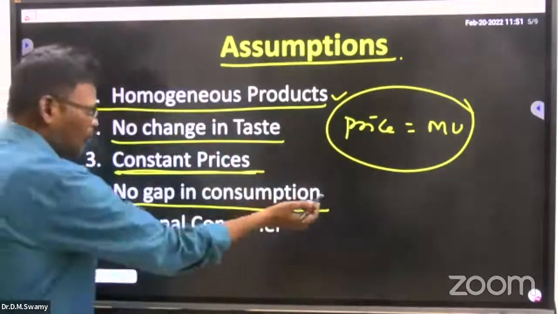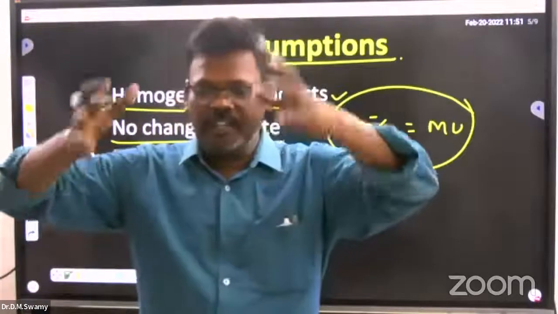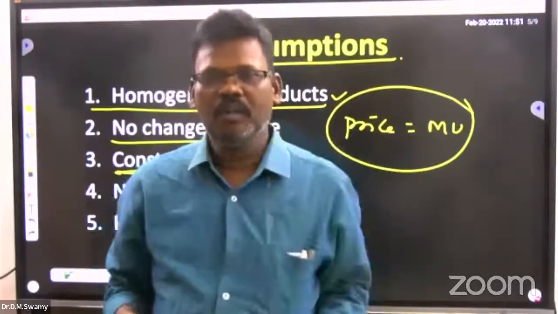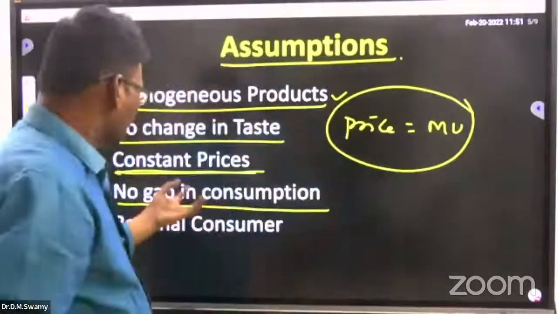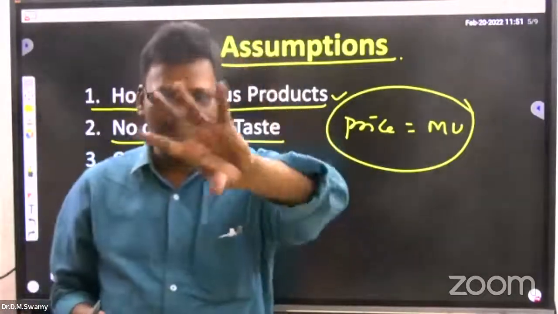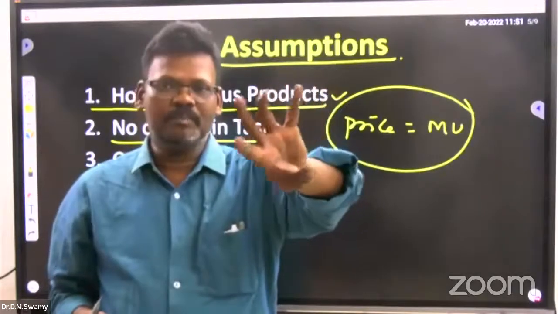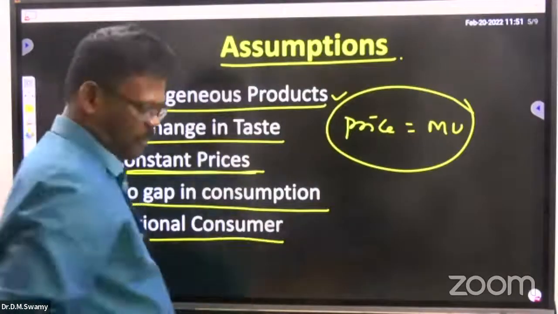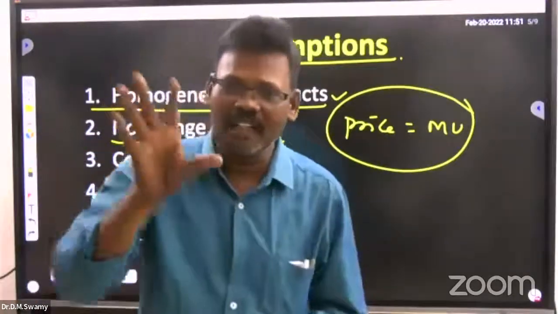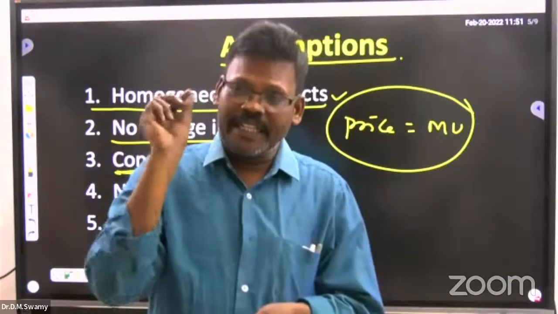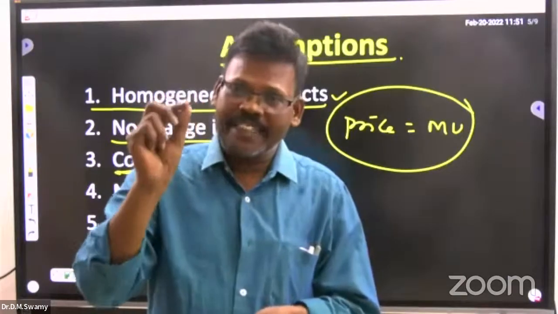When the consumer is consuming two or more commodities, from one commodity to another there is no gap. And there is a rational consumer. Rational consumer means that whatever utility he is getting, he has to give the exact information.